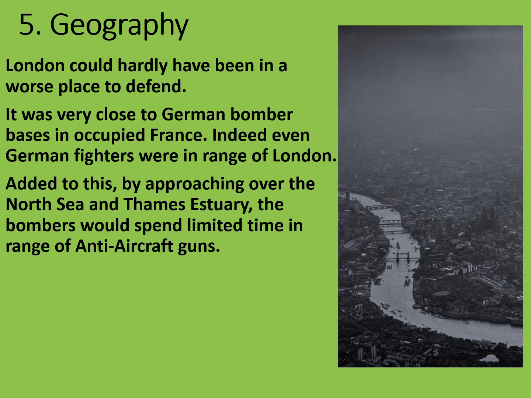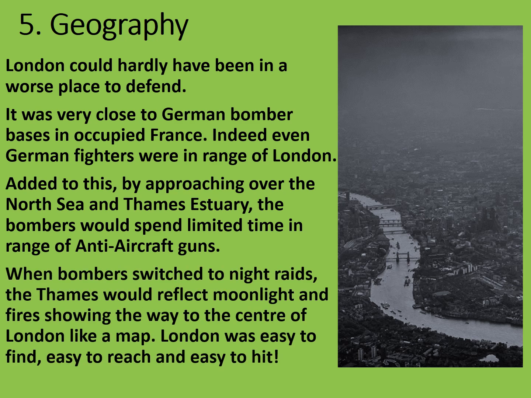Added to this, by approaching over the North Sea and Thames Estuary, the bombers would spend limited time in range of anti-aircraft guns. When bombers switched to night raids, the Thames would reflect moonlight and fires, showing the way to the centre of London like a map. London was easy to find, easy to reach, and easy to hit.